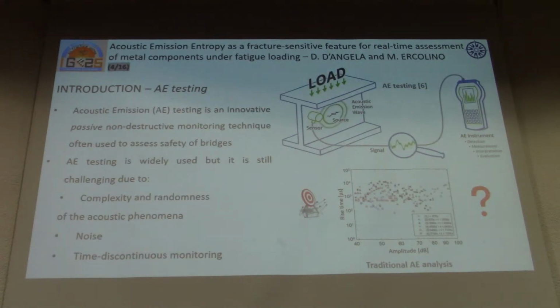Acoustic emission testing is an innovative, passive, non-destructive monitoring technique that is often used for the evaluation and assessment of the safety of bridges. It is widely used, but is still challenging essentially due to the complexity and the randomness of the acoustic phenomena, the noise disturbance due to, for example, traffic loads, and the timeless continuous monitoring that is often typical of real monitoring of structures. In the figure you can see the typical application of acoustic emission testing, and below, just to stress the complexity and the chaotic behavior of acoustic waves, I wanted to show how hard the interpretation of data is according to traditional approaches.